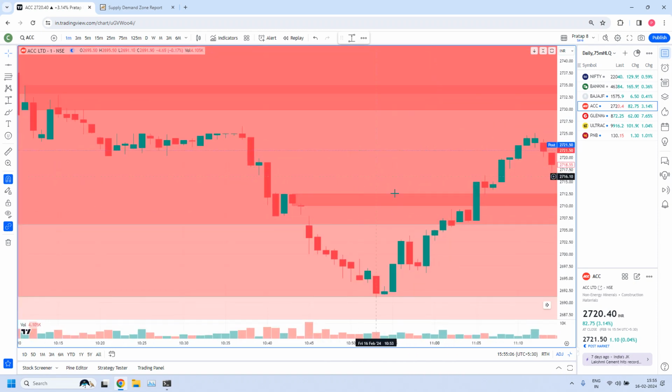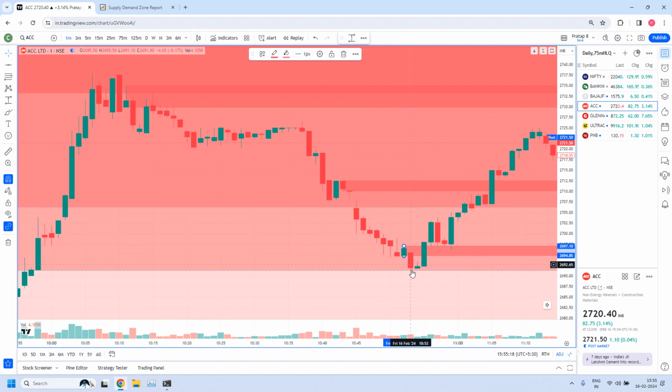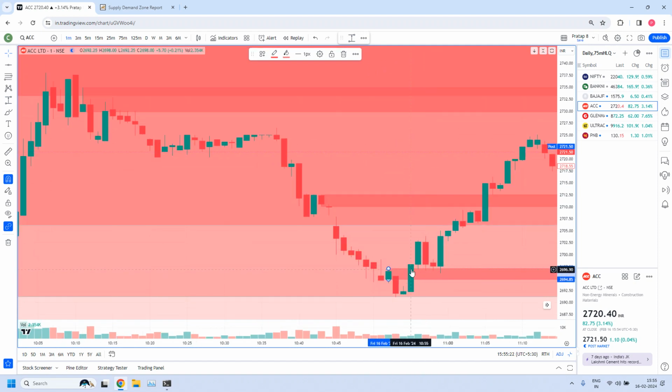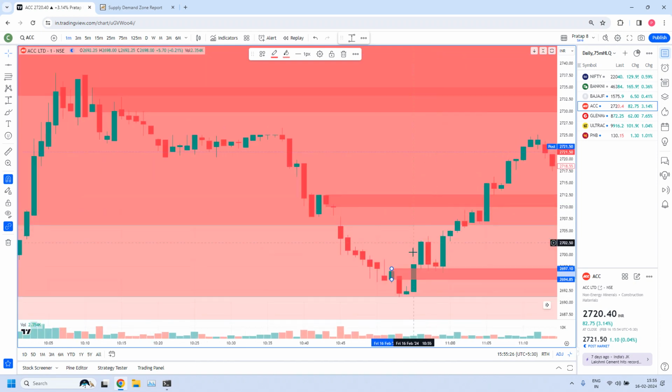Now what happened? Another supply is created here. We have a rally candle leg in, we have a base candle, we have a drop candle. So let us draw one more supply here. Now is this supply violated? Yes. Now this, the first 1 minute supply, is violated. So immediately when the stop loss is hit, you exit the trade, booking the profit.